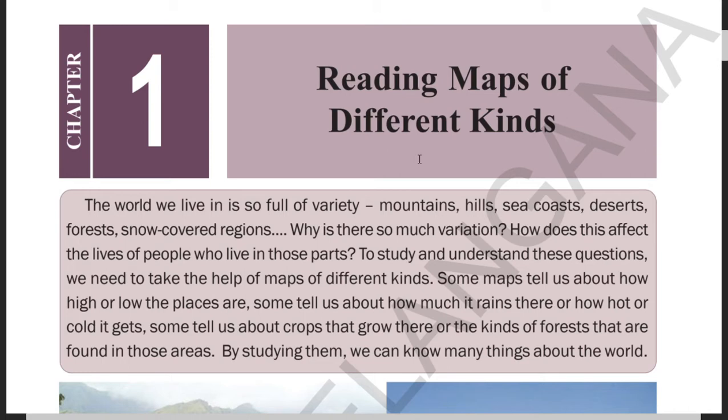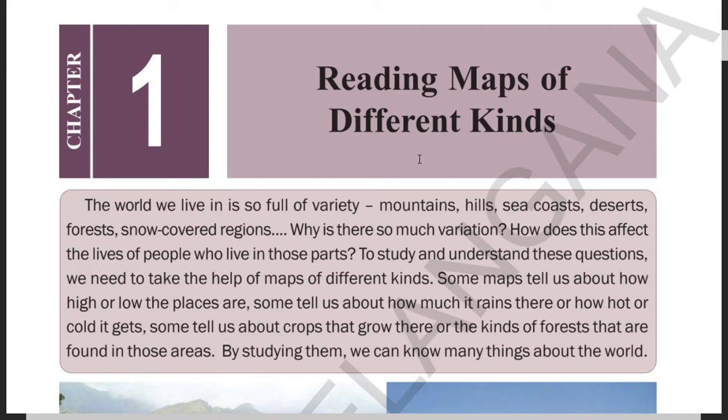So today we are going to start class 7 Social Studies chapter 1, reading maps of different kinds. The world we live in is so full of variety: mountains, hills, sea coasts, deserts, forests, snow-covered regions. Why is there so much variation? How does this affect the lives of people who live in those parts?